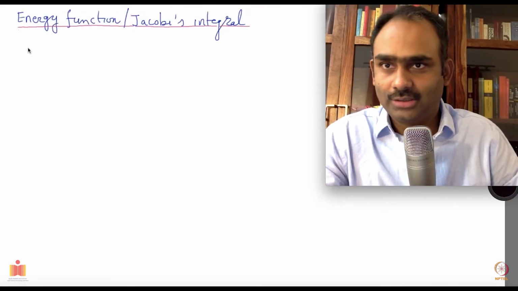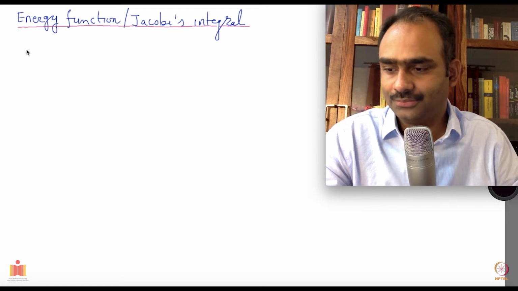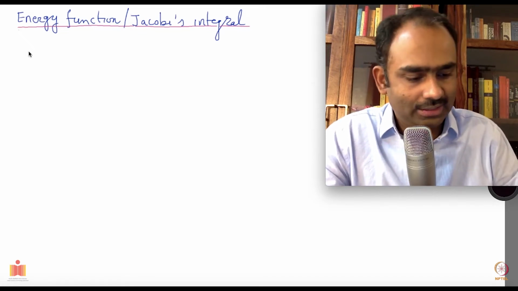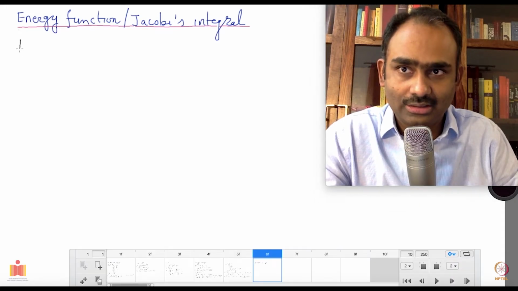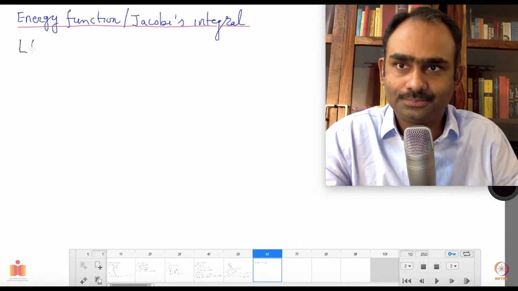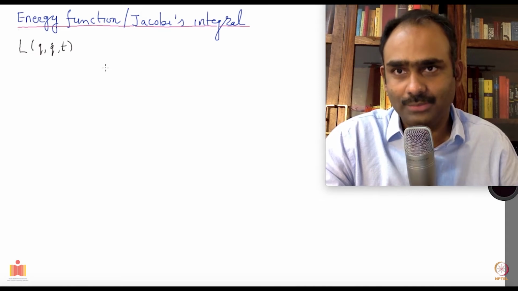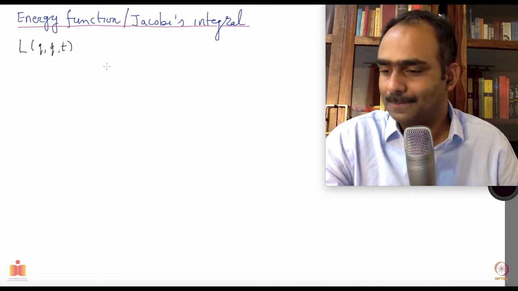So let's start by recollecting what we talked about last time, and we'll take two simple examples after that. As you may recall, in the last video we saw that if you have a system that is described by a Lagrangian L(q, q dot, t), right now I'm keeping the time dependence, so there may be an explicit time dependence.